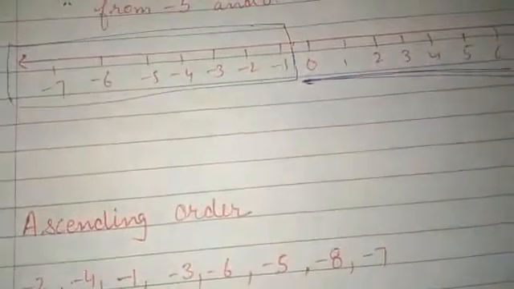Write all the non-negative integers. Now see, positive integers we know are 1, 2, 3, 4, 5, 6 and so on. Negative integers we also know: -1, -2, -3. Now what are non-negative integers? The name indicates it: non-negative means which are not negative. Only these numbers are negative, right? These numbers are not negative. So they are talking about 0, 1, 2, 3, 4, 5, 6 and so on.